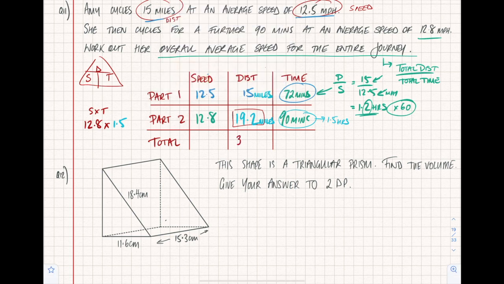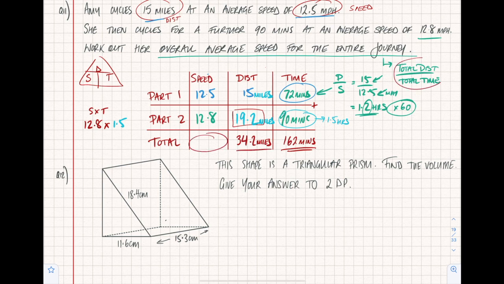So we've got a total of 34.2 miles. And now I need to add these times together. So you've got 90 minutes plus 72 minutes, which is 162 minutes. Okay, so final thing here, we need to find the speed.